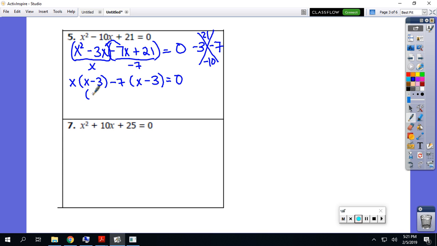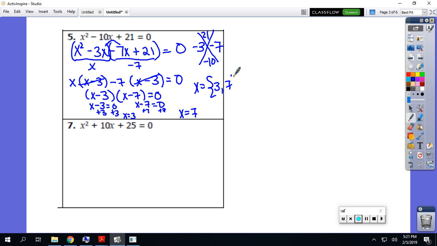What do they have in common? They both have x minus 3. What's left over? X minus 7 equal to 0. Solving this, so factoring is done. Now I'm going to set each of my factors equal to 0 and solve. X minus 3 equal to 0. Add 3 to both sides, so I get x to equal 3. Over here I'm going to add 7 to both sides. I would get x to equal 7. So number 5 has solutions of 3 and 7.